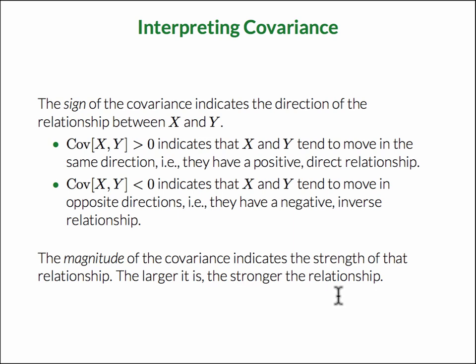However, you have to be a bit careful when interpreting the magnitude of the covariance. Magnitudes aren't comparable across random variables. Just because X and Y have a larger covariance than, say, U and V, doesn't necessarily mean that X and Y have a stronger relationship.